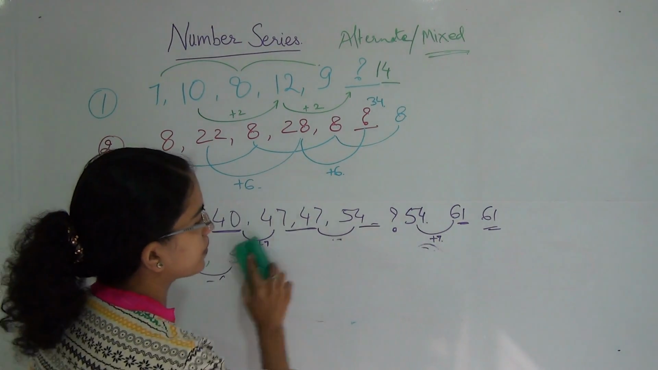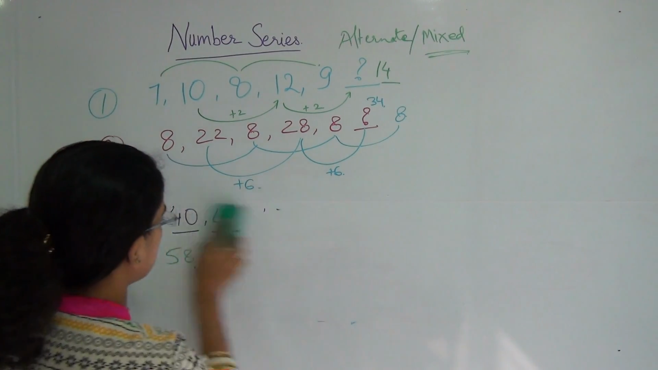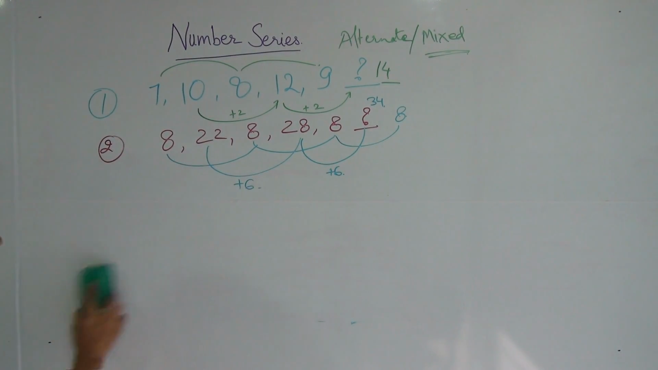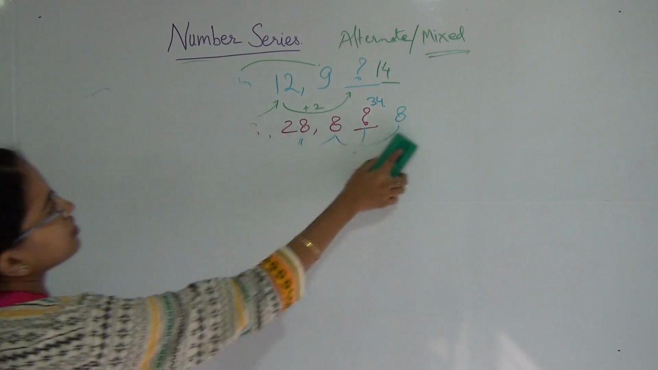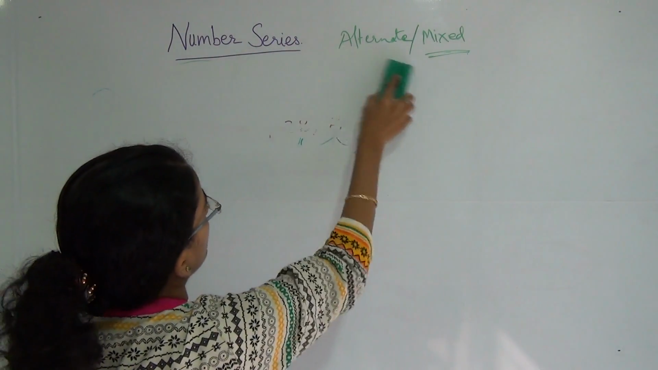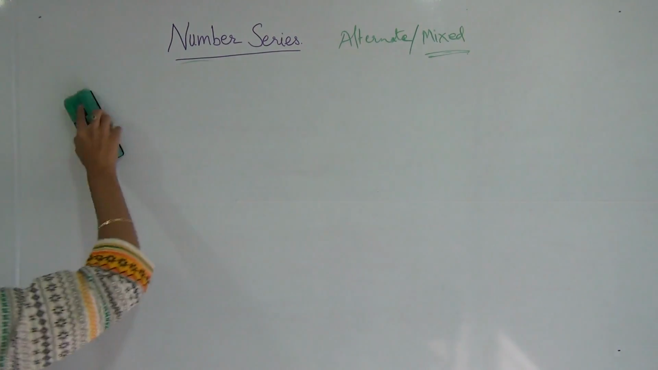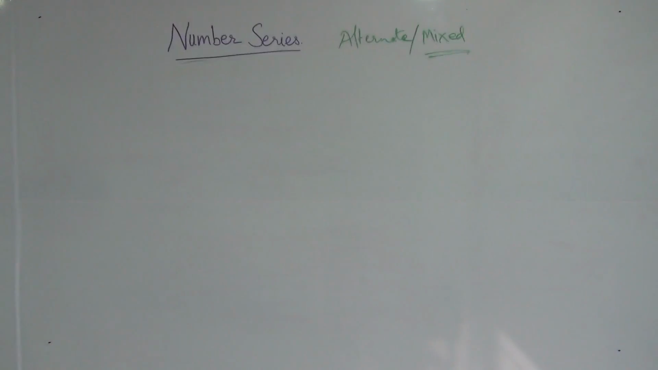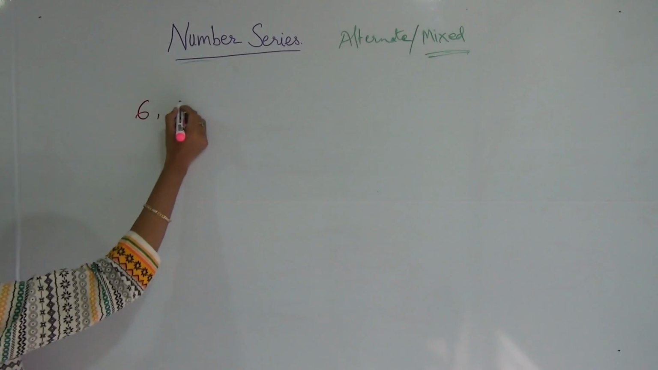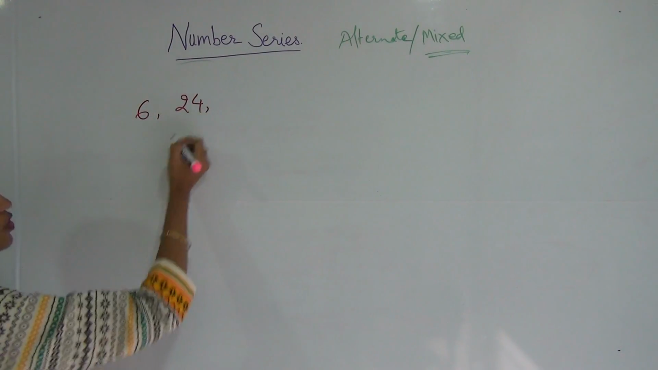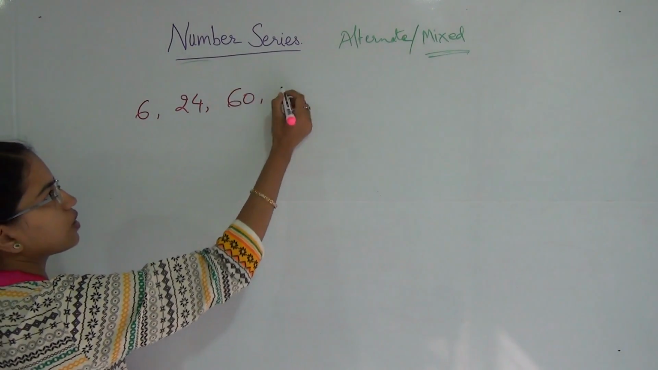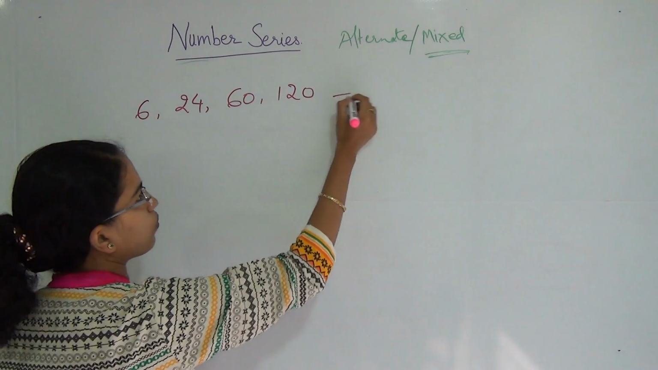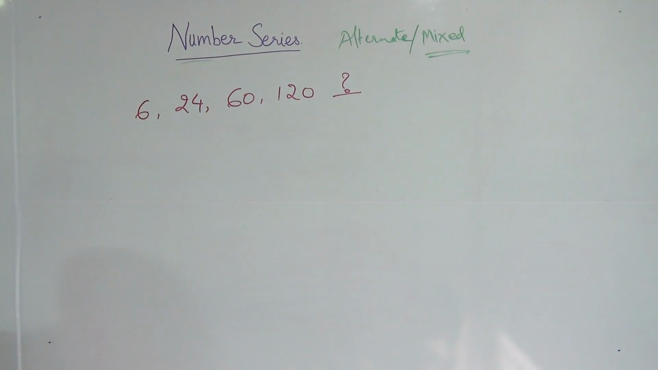Now let's talk about a bit more advanced examples. Let's move on to another question. For this question, I won't be providing you any hint. Let's guess what you can do here. So the question is 6, 24, then you have 60, 120. What would be the next number?